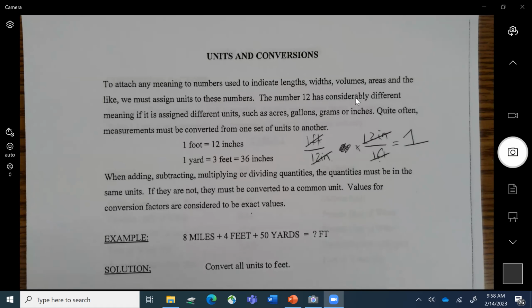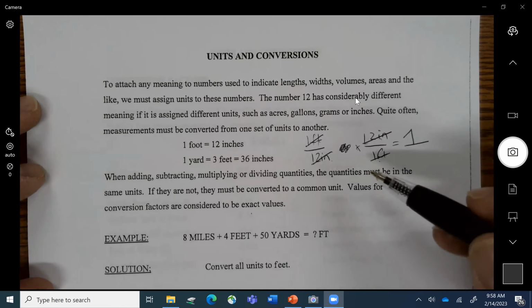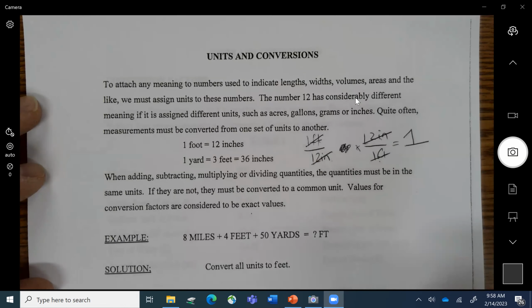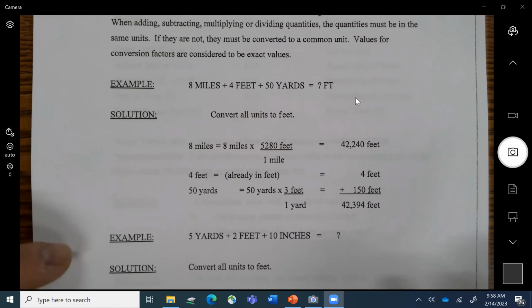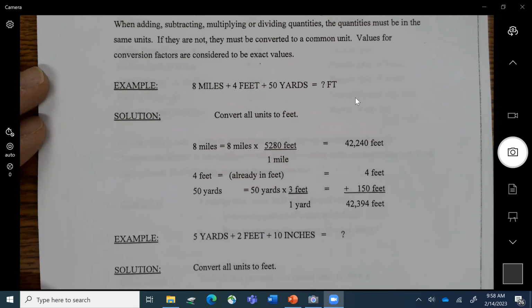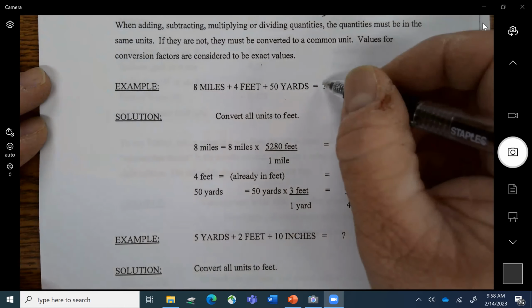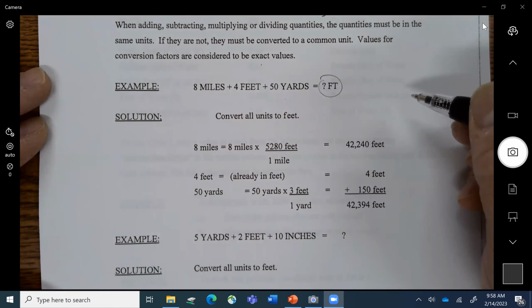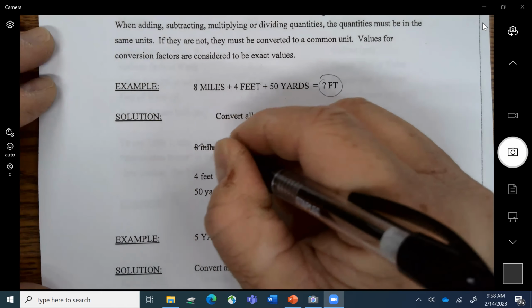So why is that important? Well, it's important because when doing conversion factors, we need ratios or conversion factors written as fractions. Okay. So how do we do that? Let's go to the very first example here so we can walk through how we do one of these. I have 8 miles plus 4 feet plus 50 yards, and we want to know what they all equal in feet.